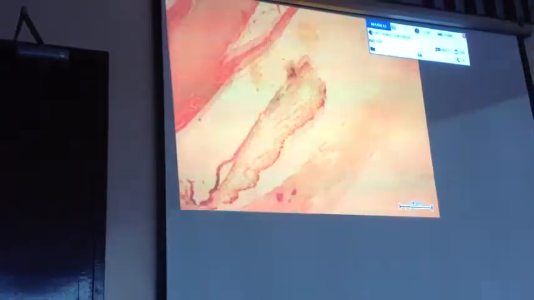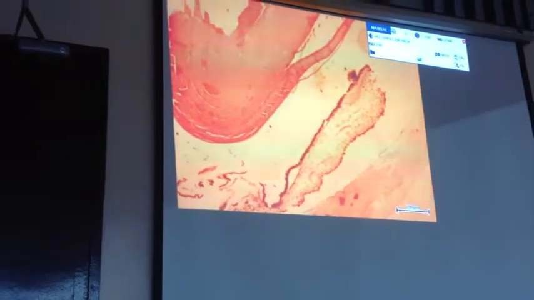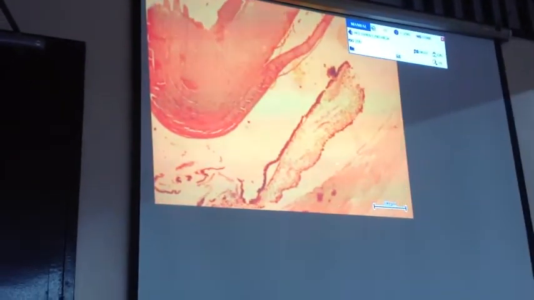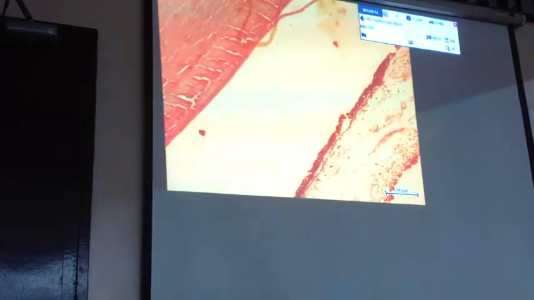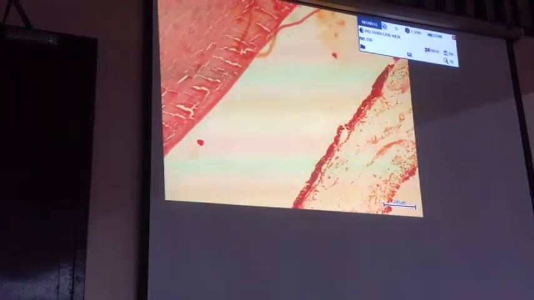The opening of the iris is called the pupil. The iris imparts color to the eyes. What is the pigment present in the iris? That golden brown pigment is called melanin pigment.